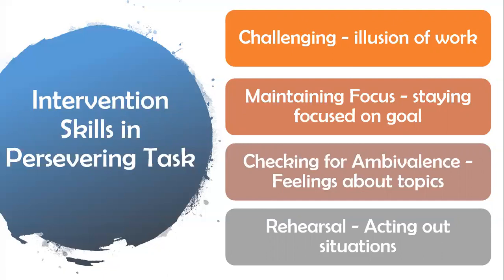The next intervention skill is checking for ambivalence. Checking for ambivalence is about feelings about topics. When you go through the changes and try to accomplish the goal, you get mixed feelings. You don't know exactly how to feel about the topic. So it's discussing in meetings how you really truly feel about what's going on and trying to accomplish the goal.